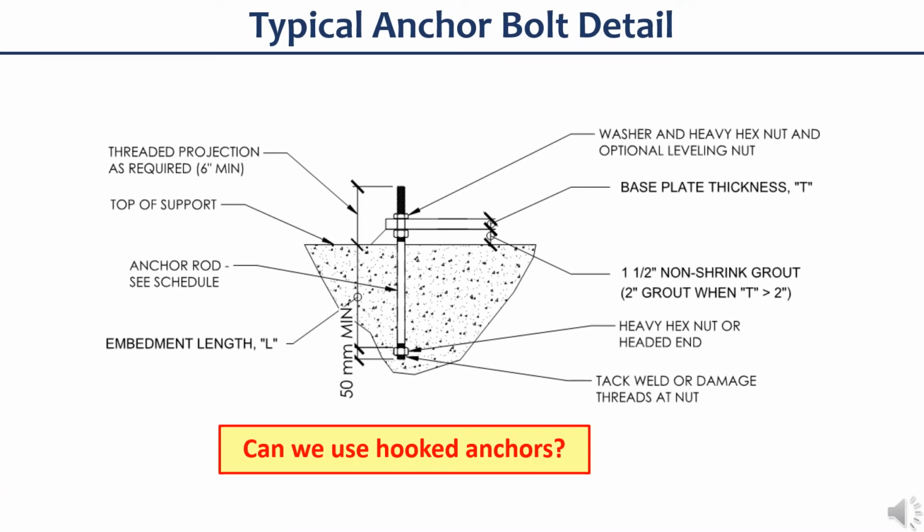This slide shows a typical anchor bolt detail with heavy hex nut. Now, question. Do you think we can use hooked anchors like L-bolt or J-bolt? Well, the answer is yes. However, it can easily fail by straightening and pulling out of the concrete. Now, this failure is precipitated by a localized bearing failure of the concrete above the hook.